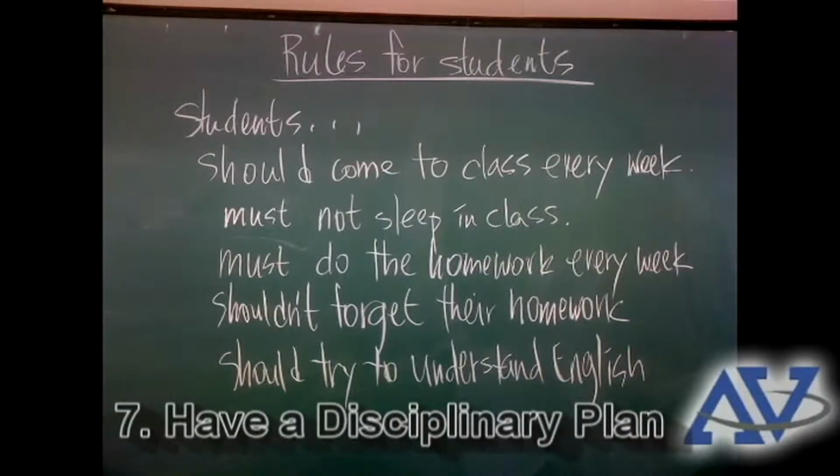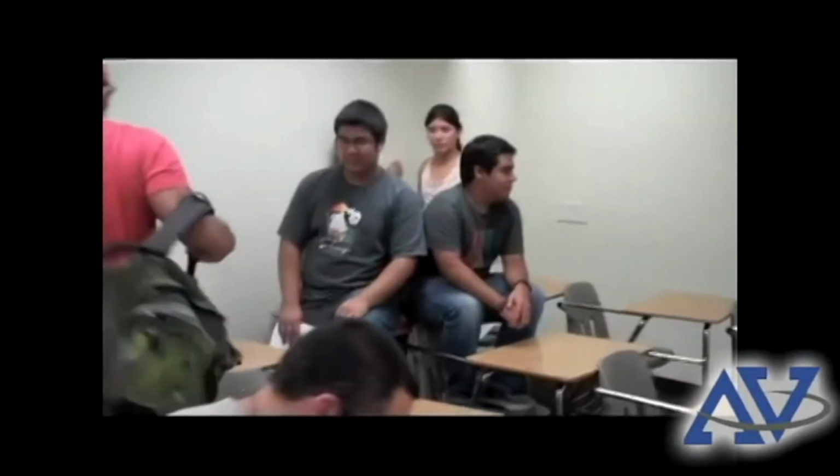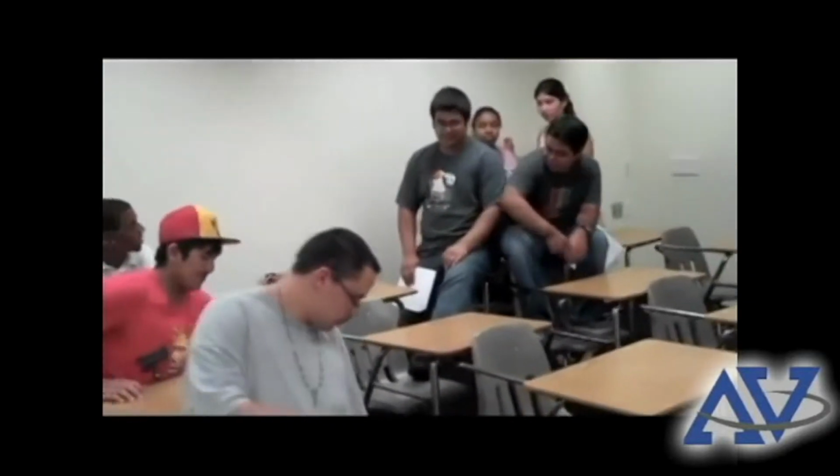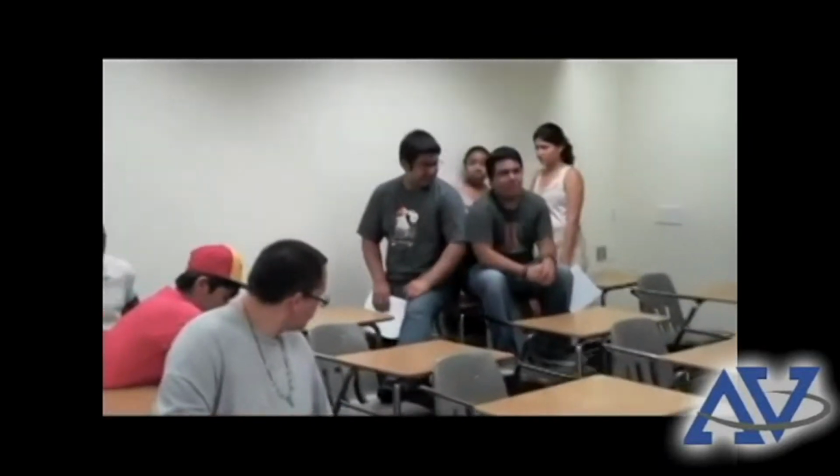Number seven, have a clearly expressed disciplinary plan with consequences. Make sure students know the disciplinary ladder well. Any hint of ambiguity can leave a loophole for excuses, and students are great at making excuses. Warn students when they are close to breaking a rule so there will be no ambiguity when that line is crossed.